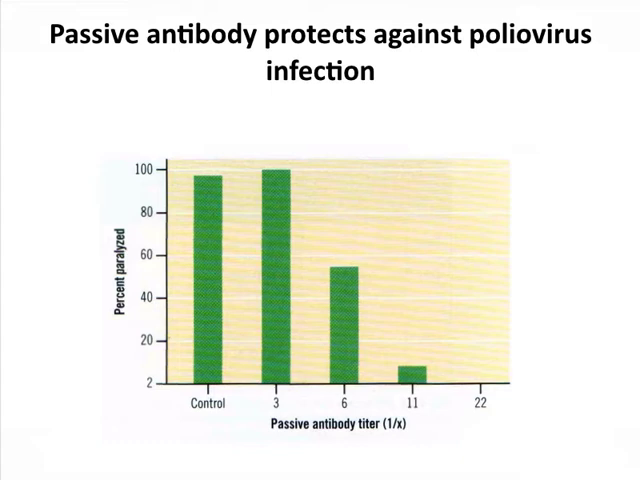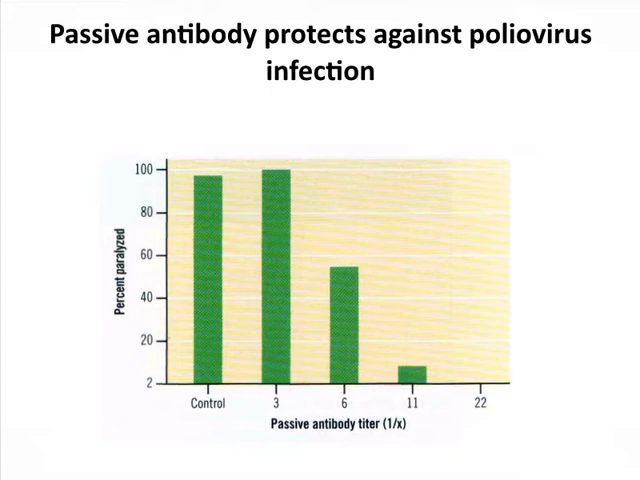You put twice as much antibody in, now you have 60% paralysis. Here at number 11, you have less than 20% paralysis, and then when the titer is 22, you have no paralysis. So those animals are protected against polio paralysis because the antibody is in the blood. When you inject virus, the antibody combines with it and prevents it from infecting cells. So that's called passive immunization because those antibodies only last maybe a month at the most.